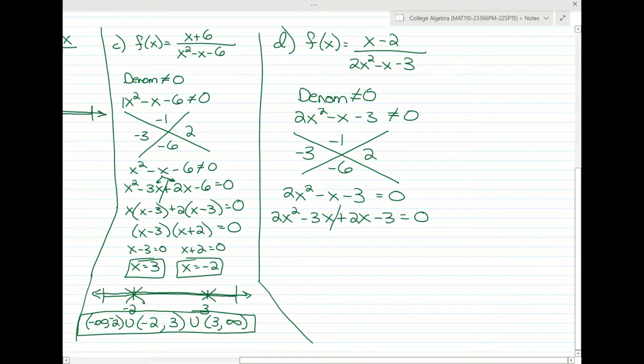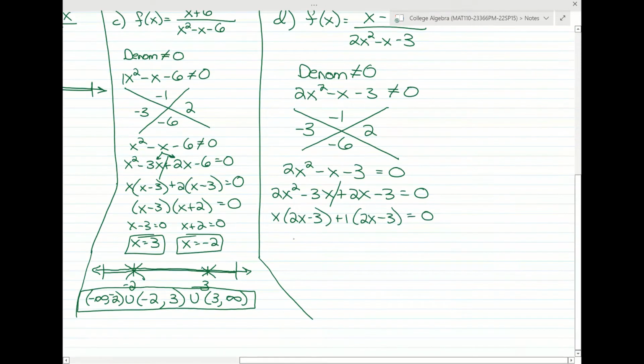Cutting it down the middle, we can take out an x and we get 2x minus 3. Taking out a 1, we get 2x minus 3. So factored would be 2x minus 3 times x plus 1. We set those equal to 0. We get x is 3/2 and x is -1.